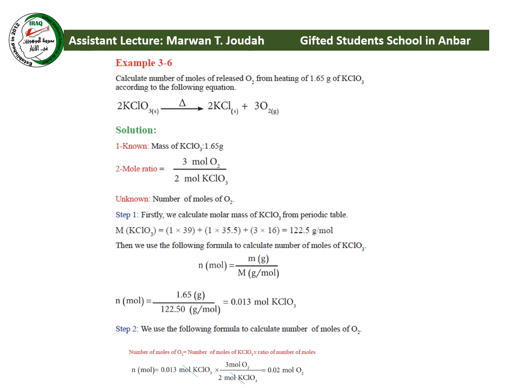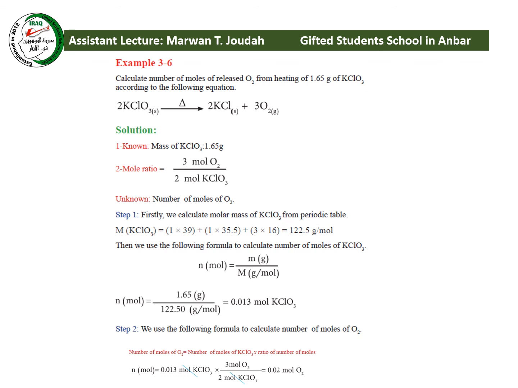The example says: calculate the number of moles of released oxygen from heating of 1.65 grams of KClO3 according to the following equation. So we have an equation right here, and we want to calculate the number of moles. So n equals m over M capital. So we will go through everything.